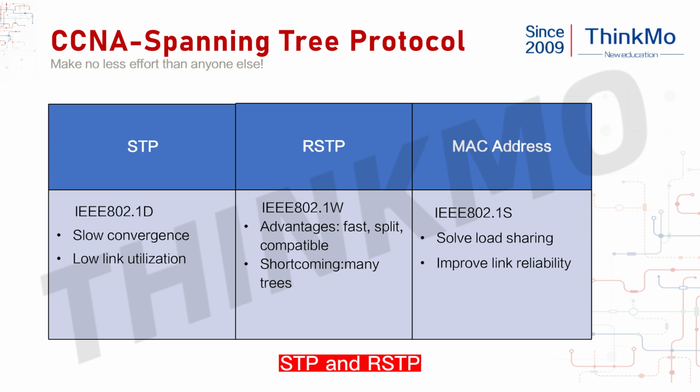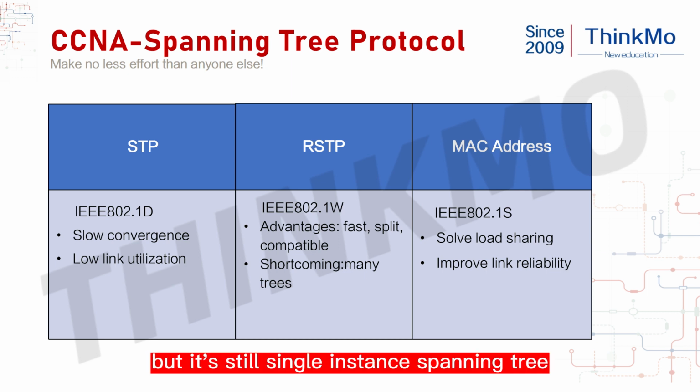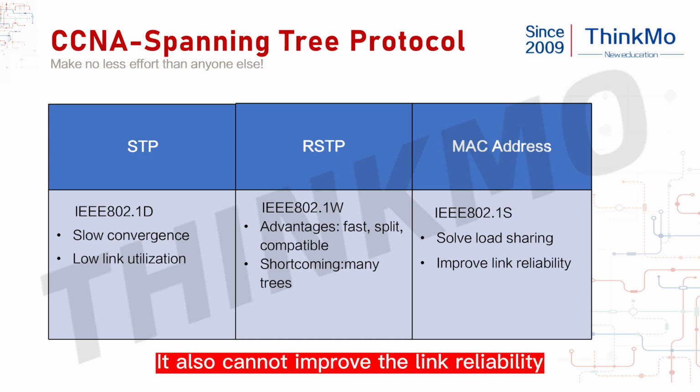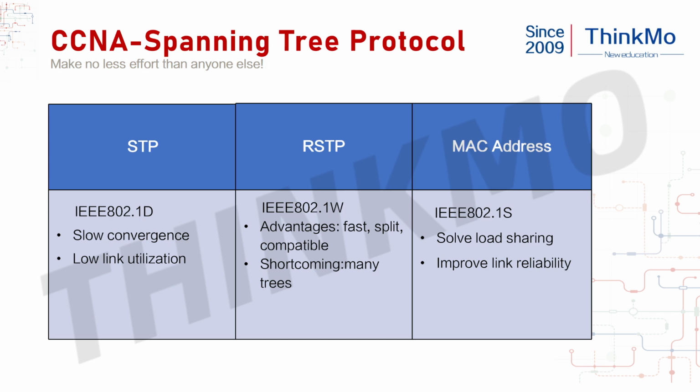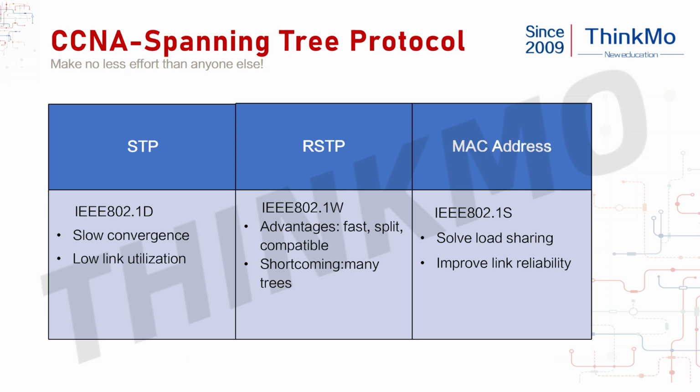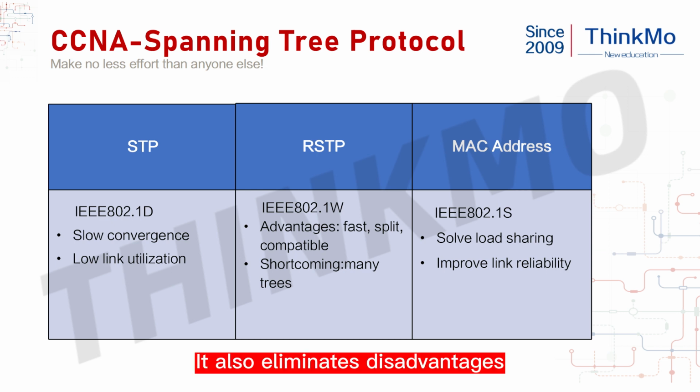STP and RSTP are mainly based on a single instance. RSTP's convergence rate, although faster than STP, is still a single-instance spanning tree. This causes it to fail to solve the problem of load sharing. It also cannot improve link reliability. To be specific, we will follow up in the course. MSTP is an improvement based on STP and RSTP. So MSTP has both their advantages and also eliminates their disadvantages. This is the most important point.